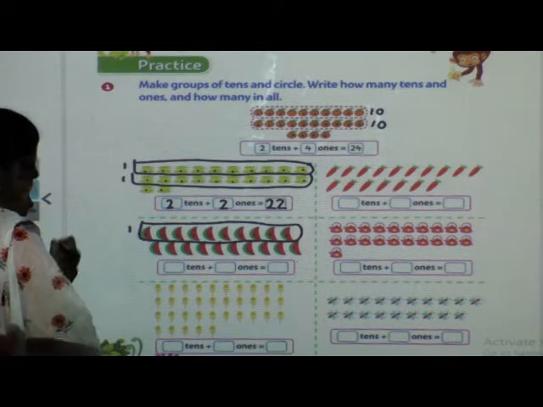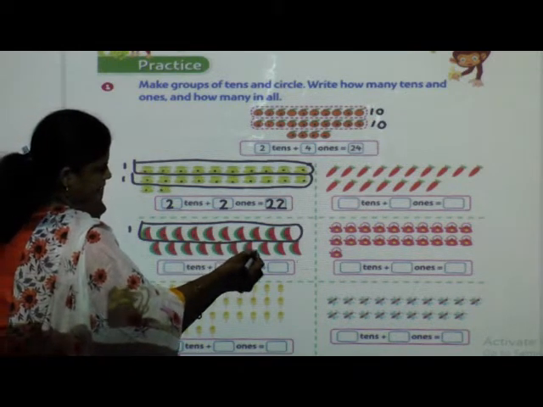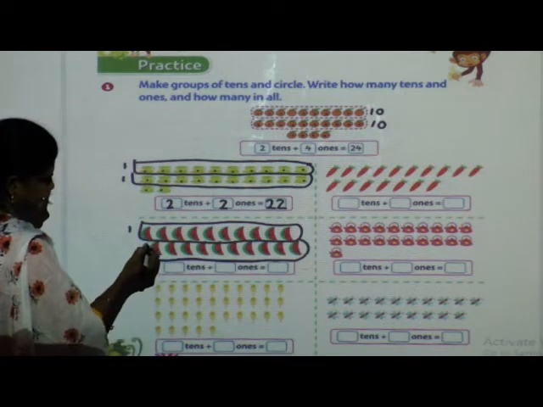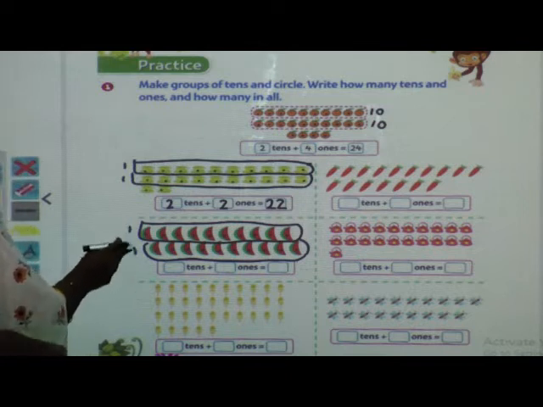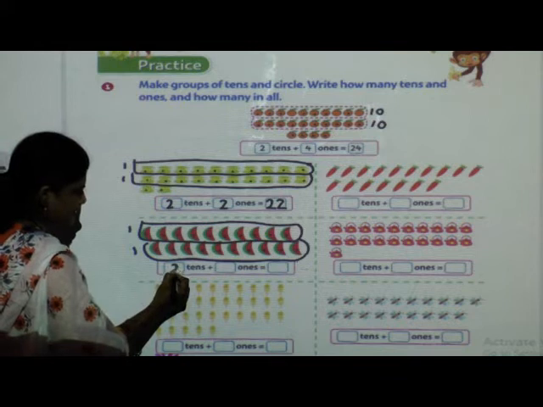And write here 1, 2, 3, 4, 5, 6, 7, 8, 9, 10. The another bundle of 10. Yes. So here how many bundles are there? 1, 2. So here 2 tens.